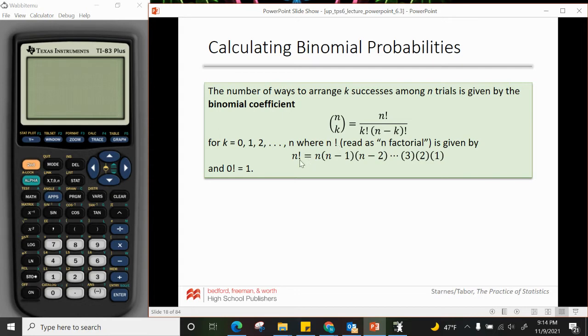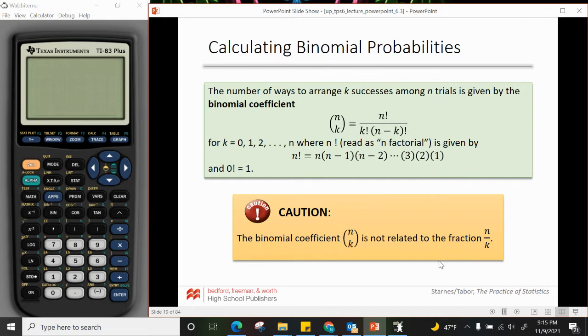We should be familiar with n factorial from other classes, but n factorial is just you multiply the number by every descending number. So if this is 5 factorial, it would be 5 times 4 times 3 times 2 times 1, and so forth. That's how you do a factorial. And just a caution, this is read as the binomial coefficient n k. It is not n over k. It's not the fraction n divided by k. It is a binomial coefficient.